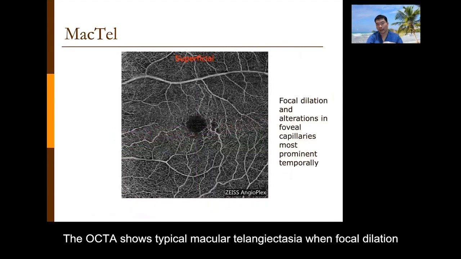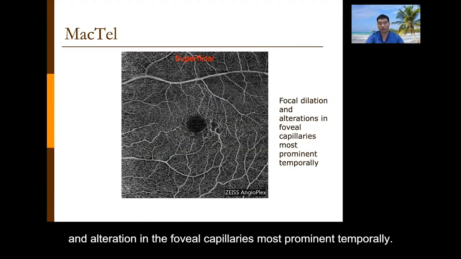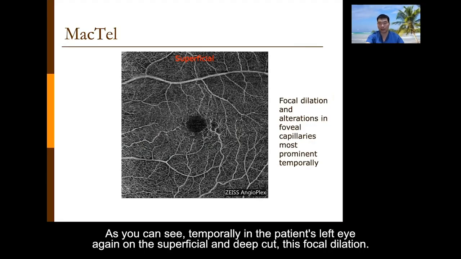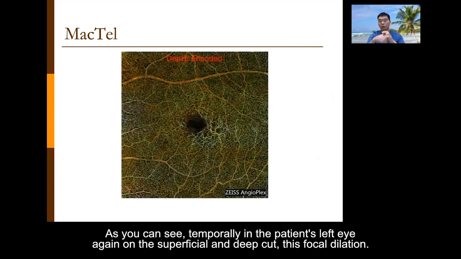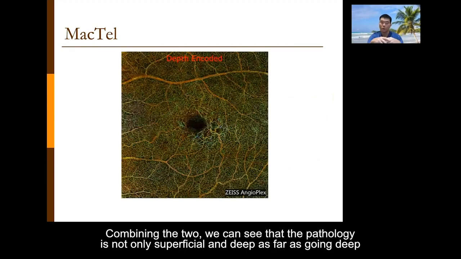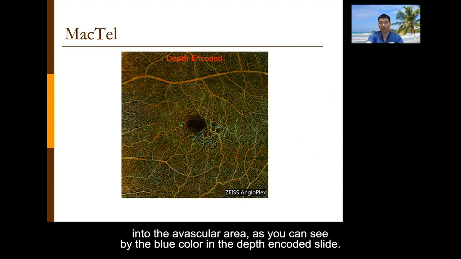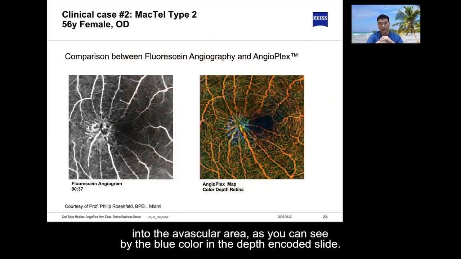And the OCTA again shows a typical macular telangiectasia where there's focal dilatation and alteration of the foveal capillaries, most prominently, as you can see, temporally in the patient's left eye. Again, on this superficial and deep cut, we can see this focal dilatation. Combining the two, we can see that the pathology is not only superficial and deep, but also going deep into the avascular area, as you can see by the blue color in this depth encoded color slide.